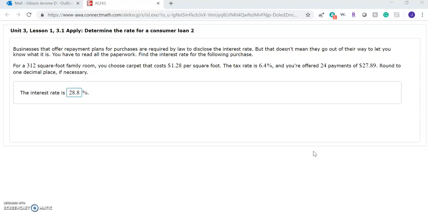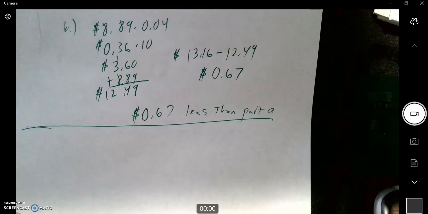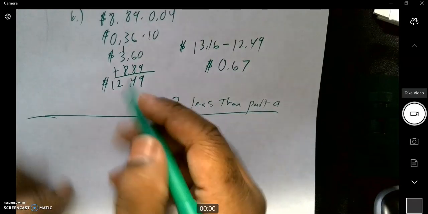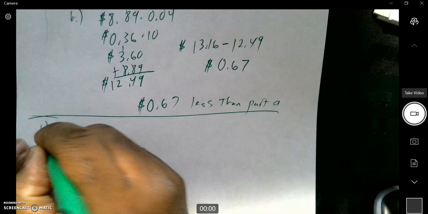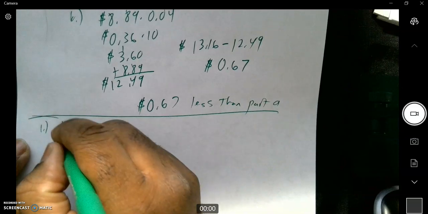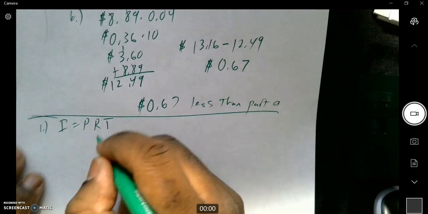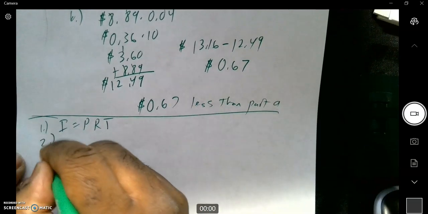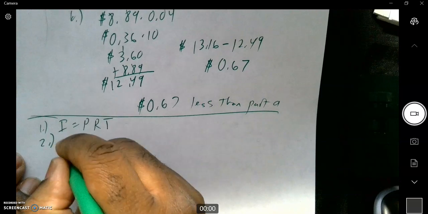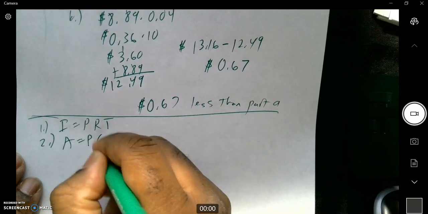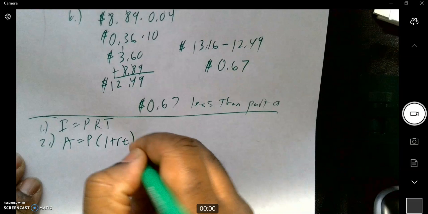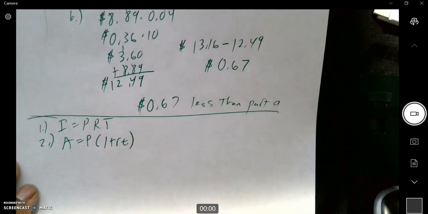Okay, first of all, we're going to need two formulas. And let me write these two formulas down. Okay, the first formula we're going to need is simple interest. So interest is equal to principal times rate times time. And then the second formula we're going to need is future interest. So A is equal to P times 1 plus RT. We need both of these.